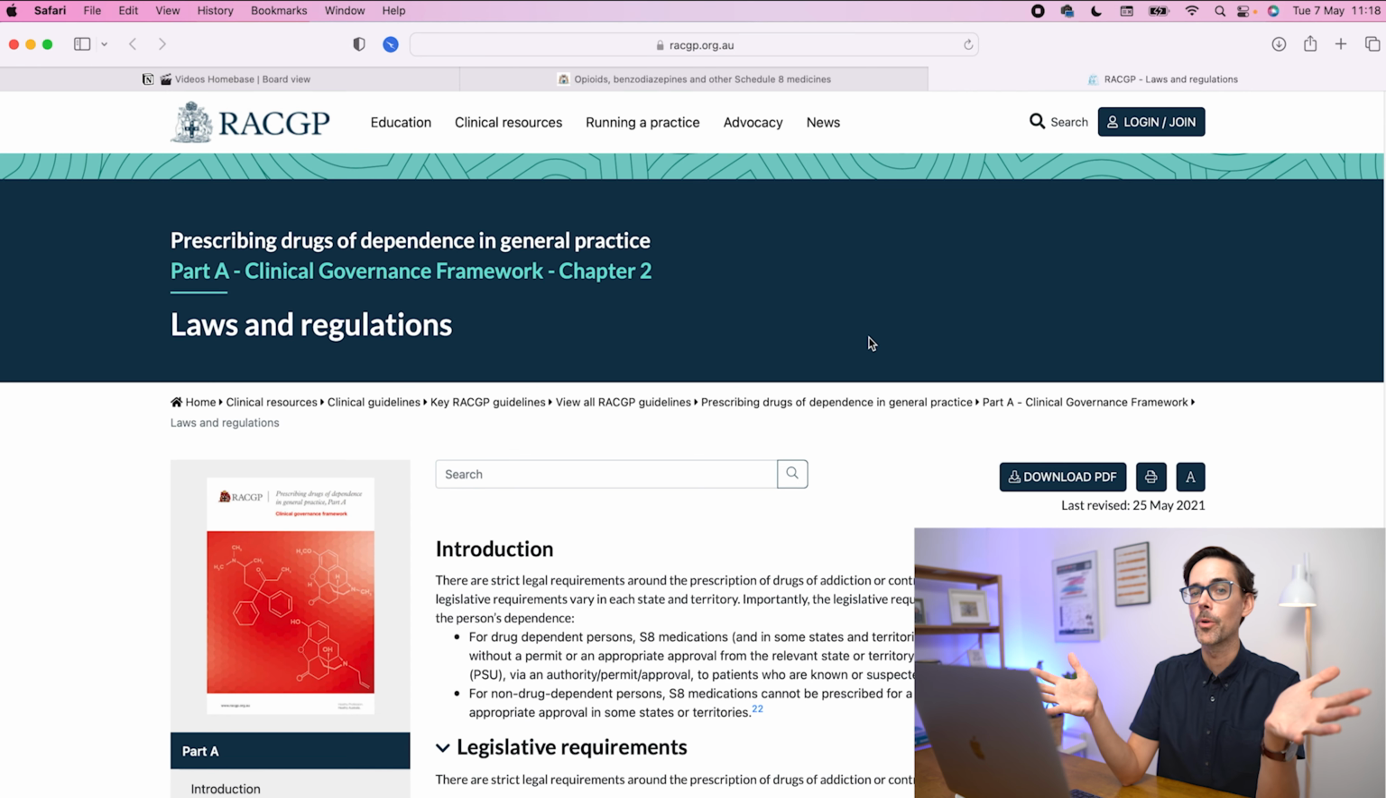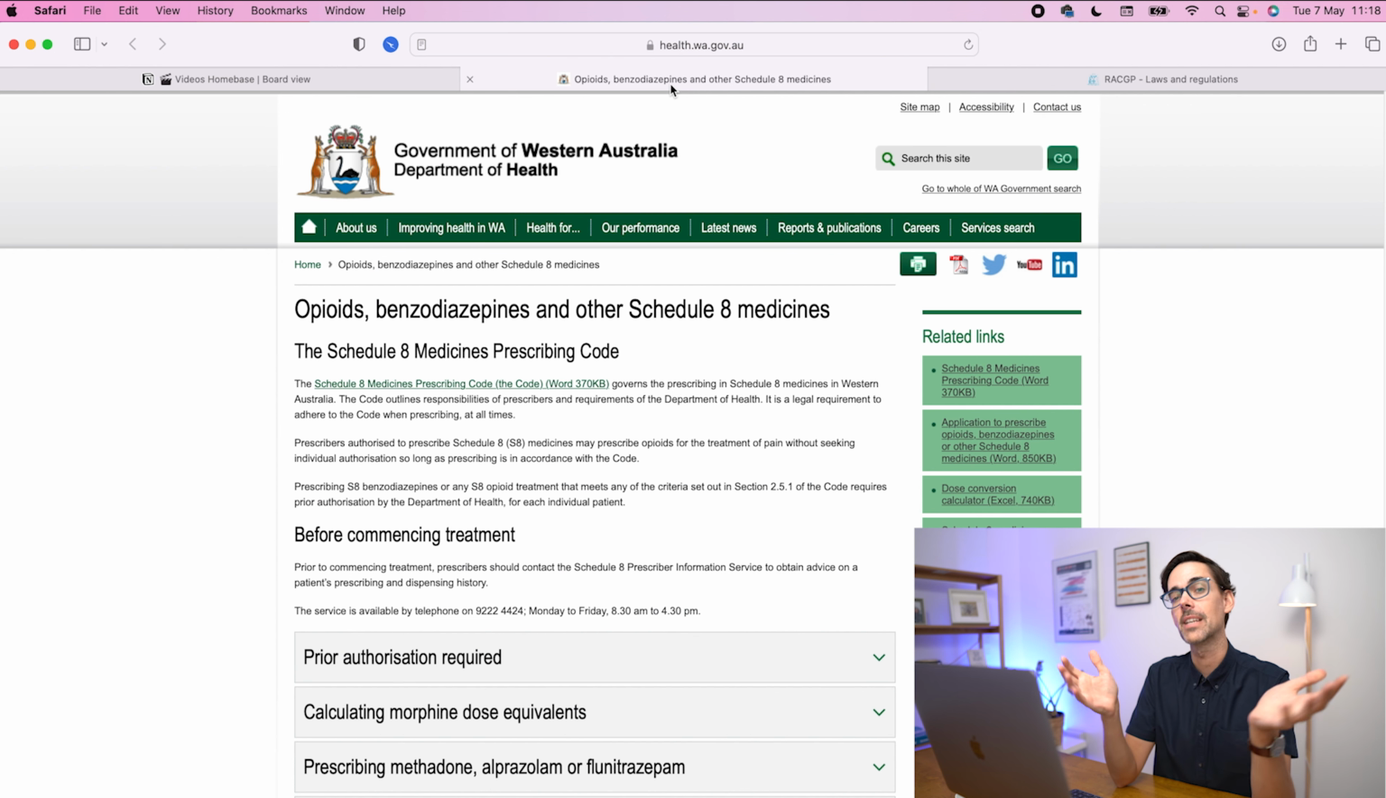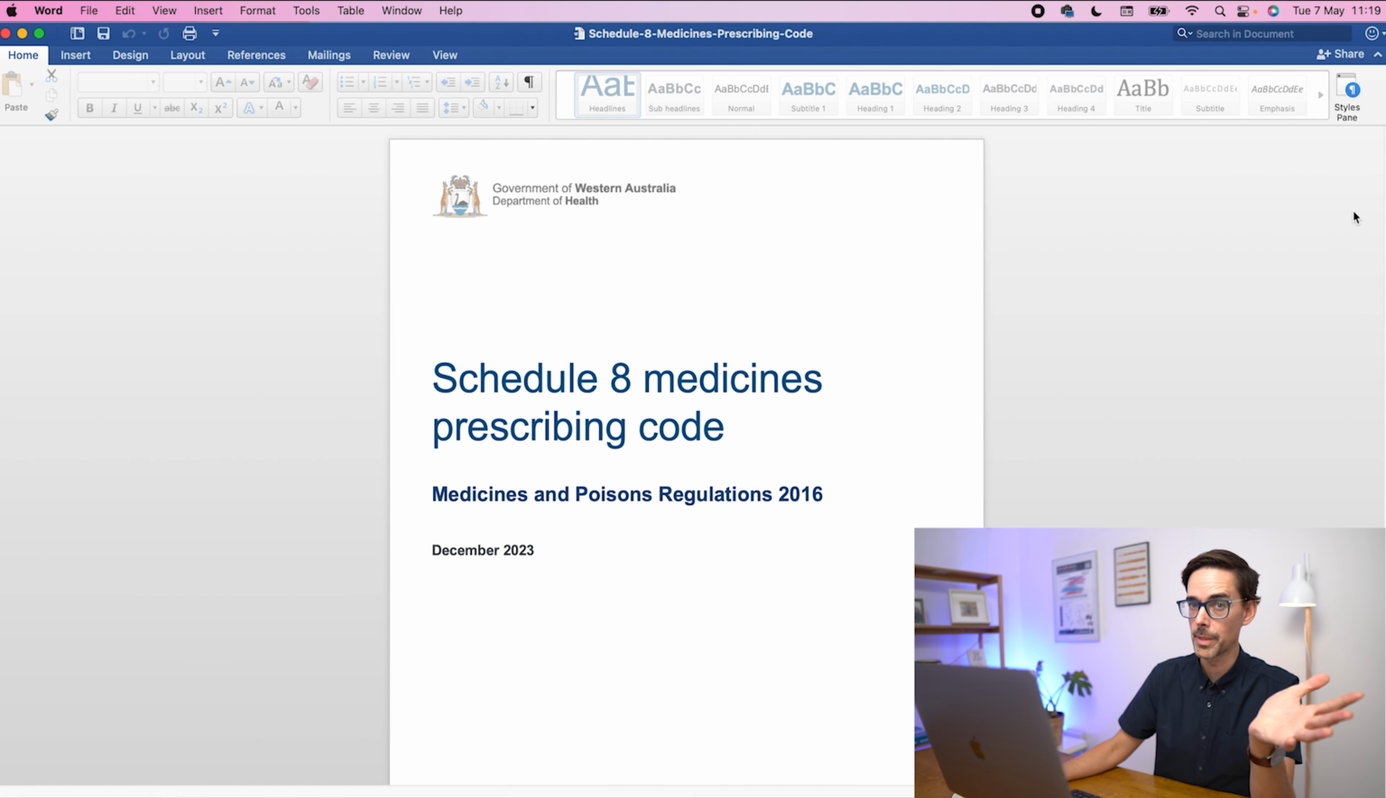Now, like I've mentioned before, I am working in WA. And so the prescription code that applies to us as GPs in WA is right here. And what I will do is I will leave a link in the description below. And this is where the Schedule A medicines prescribing code lives. And when you click on that, it will open up a Word document, which is a little bit lengthy, and I have kind of broken it down for you in that PDF. And this is the document that we're talking about.